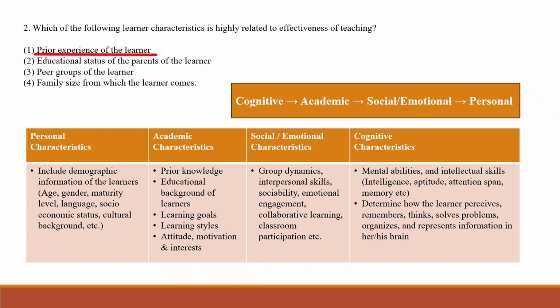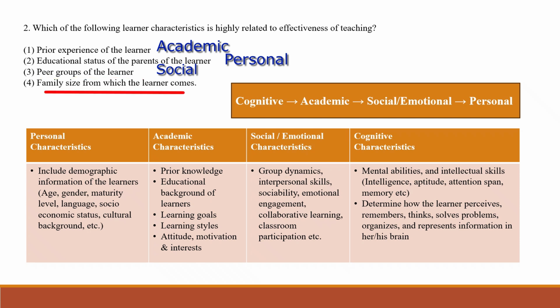Option 1. Prior experience of the learner. It falls under academic characteristics. Option 2. Educational status of the parents of the learner. It belongs to personal characteristics. Option 3. Peer groups of the learner. It belongs to social characteristics. And option 4. Family size from which the learner comes. Again, it belongs to personal characteristics.